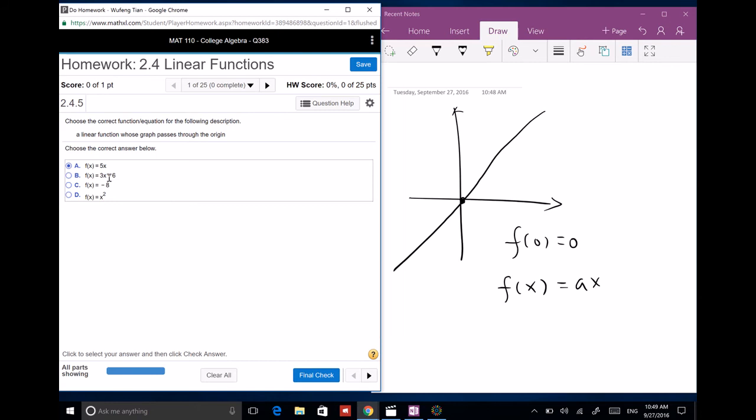If you got 3x plus 6, the intercept is 6. f(x) equals -8, the intercept is -8. f(x) equals x squared is a quadratic equation, not a linear equation.